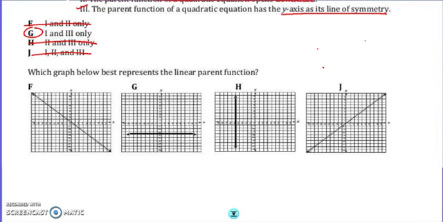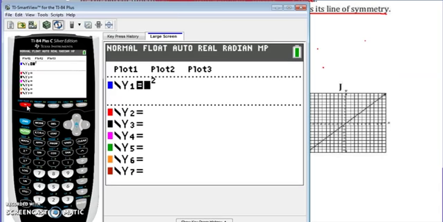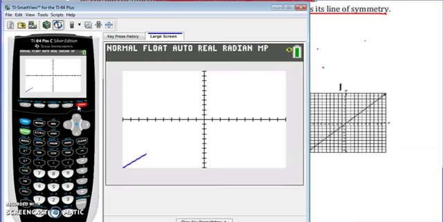Which graph below best represents the linear parent function? So if you ever see that linear parent function, it's always y equals x. And maybe you don't know what the linear parent function looks like. So you go to your calculator, go to y equals, clear that out, and just type y equals x. I'm going to graph it so I can visually see what it looks like. And it looks like a diagonal line going through the middle.